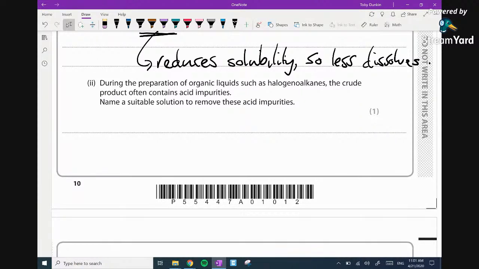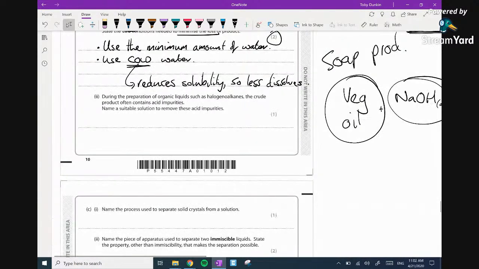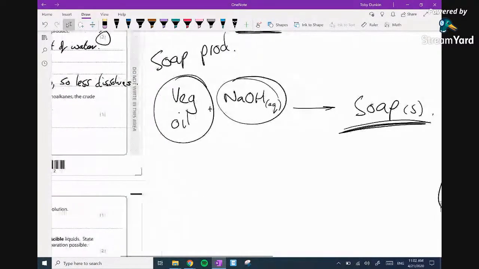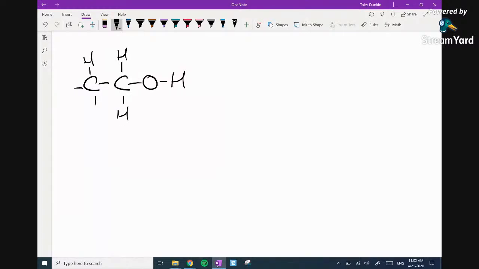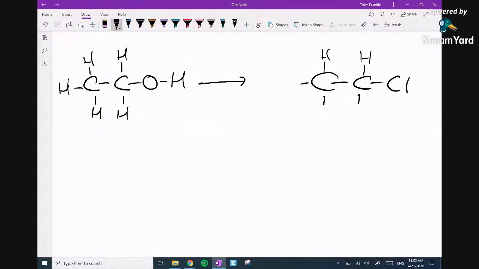During the preparation of an organic liquid such as a haloalkane, the crude product often contains acid impurities. Yes, it does. The reason being is a lot of the time, if we're going to make a haloalkane in an organic prep, let's say we want to turn ethanol into 1-chloroethane. Let's say we want to do this in synthesis. We've already seen this, I think, in one of the papers.